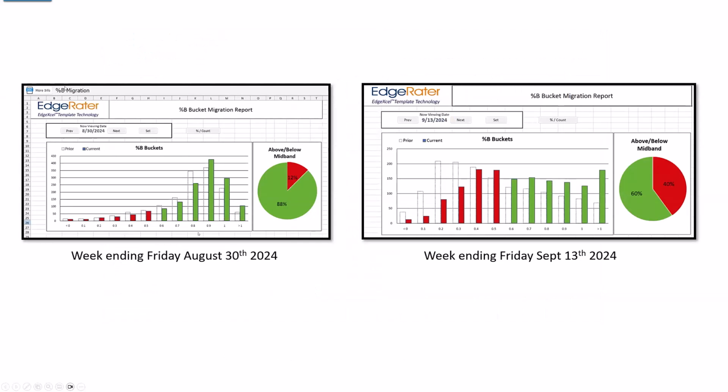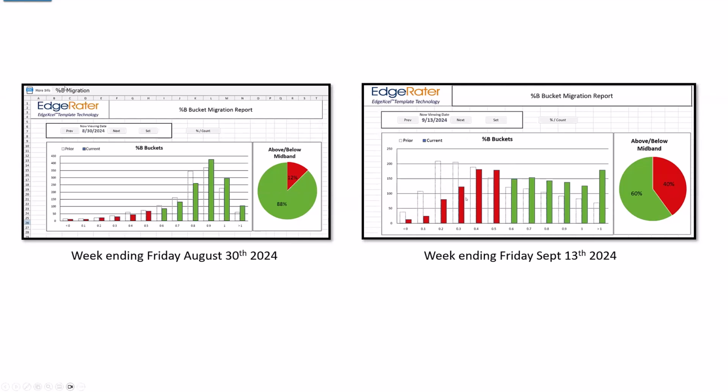Looking at the buckets, this was where we were on the 30th of August, which was the last time we did the webinar. We had a lot of stocks: 88% were above their mid-Bollinger Band, and 12% were below the mid-band. We had quite a lot of stocks, approximately 60%, that were in the 0.9 bucket, which is very high. So I called attention to that last time as a bit of a warning.